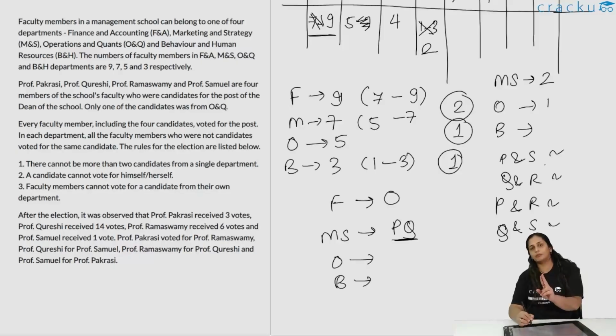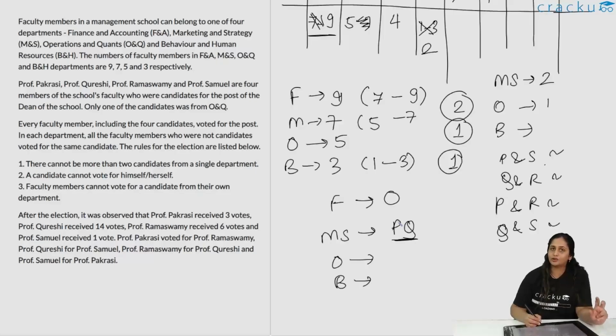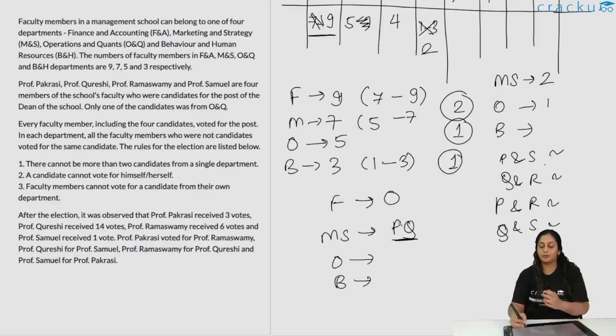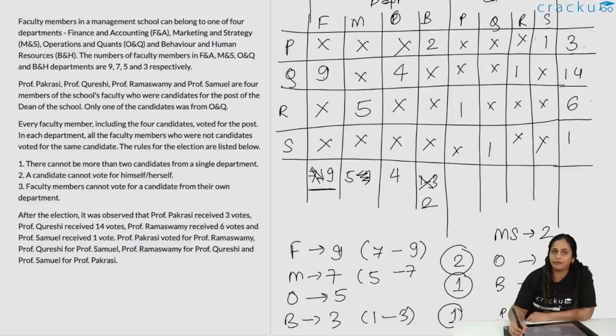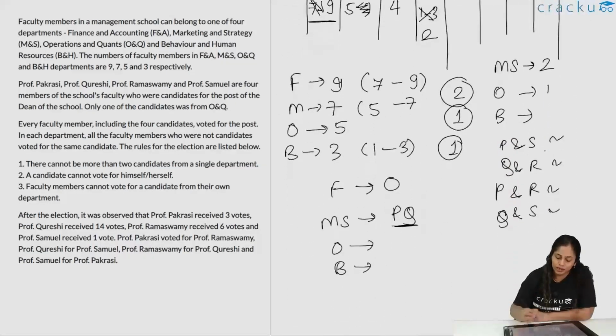So PQ is one possibility, RS is one possibility. So these are the 2 possibilities. For the M&S department, you need 2 candidates. Those 2 candidates could be either PQ or RS, but R received votes from the M&S department, and the rule says that you can't vote for the candidate from your own department. So RS is not a possibility. RS can be eliminated. So the 2 candidates from the M&S department are PQ. So that I have found out.